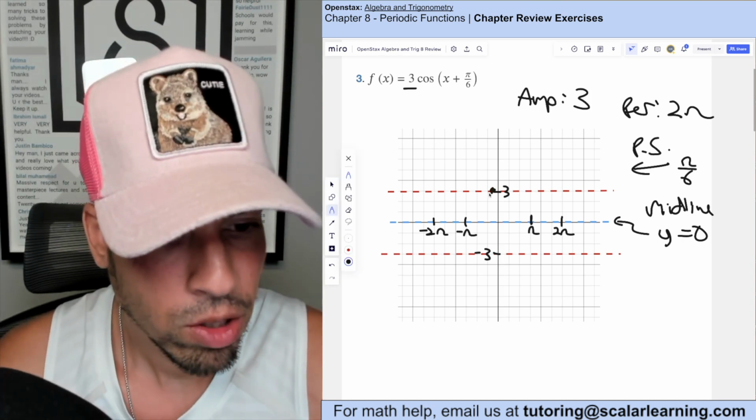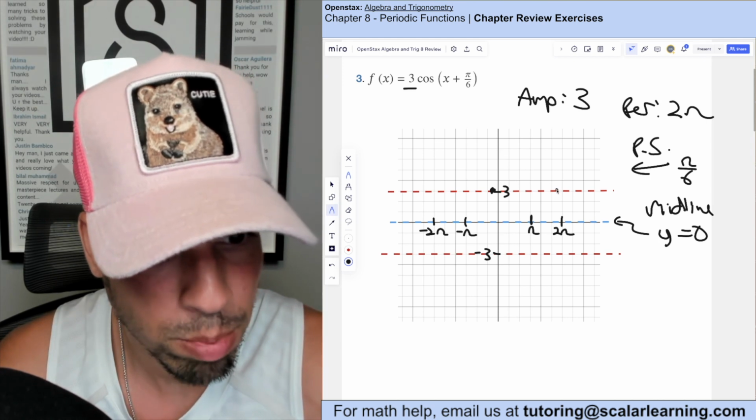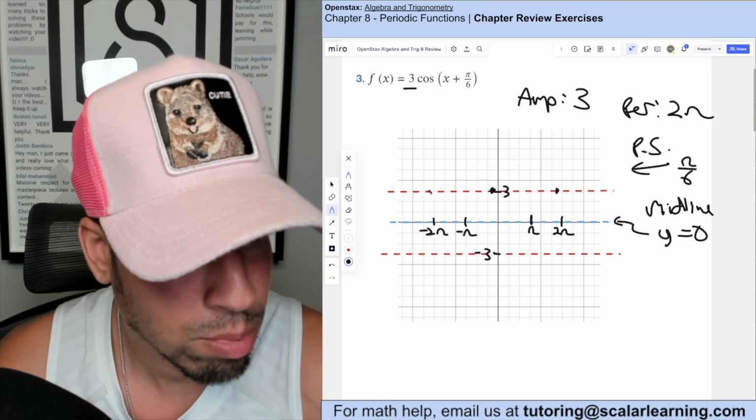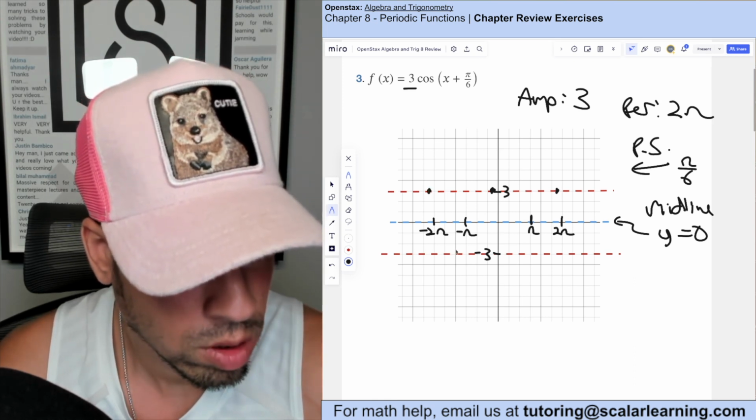Now we can use that period of 2 pi to show that, hey, it's repeating every 2 pi. So that's going to put us again at the high point here, and then again at the high point over here, right? And then in between these points, we're going to the low point.